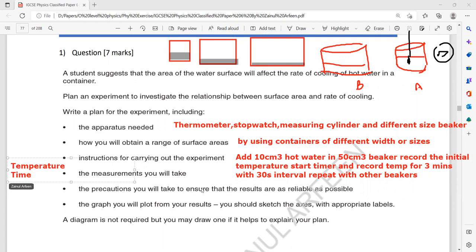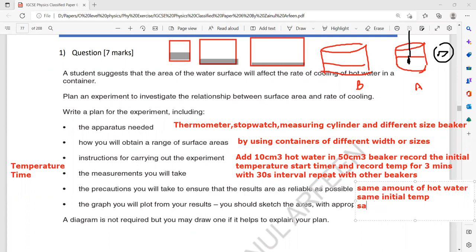The precaution you will take to ensure that the results are fair: the same temperature of water and the same amount or volume. So you should use the same amount of hot water, the same initial temperature. What else? Any other parameter that should be the same? The same time, the same interval?